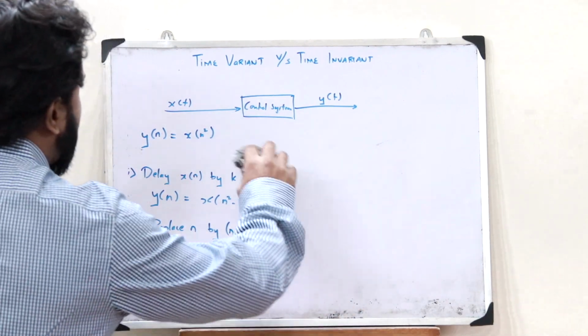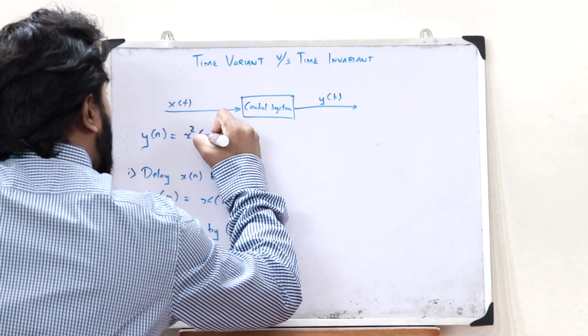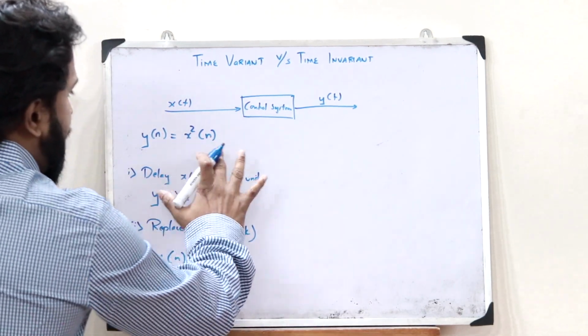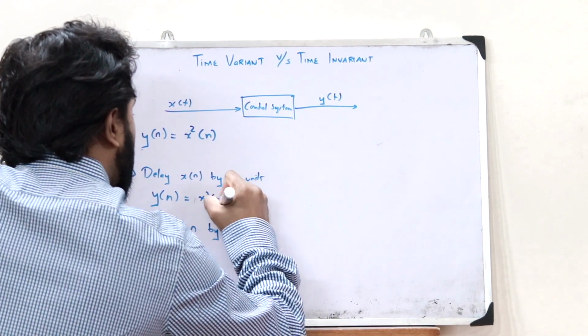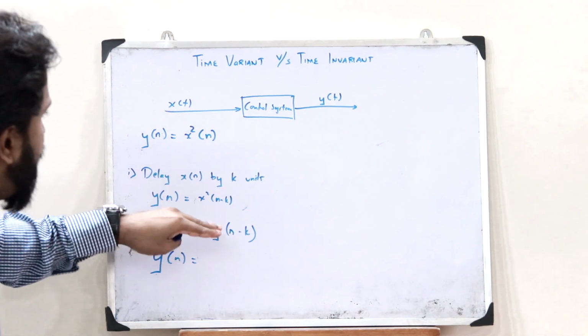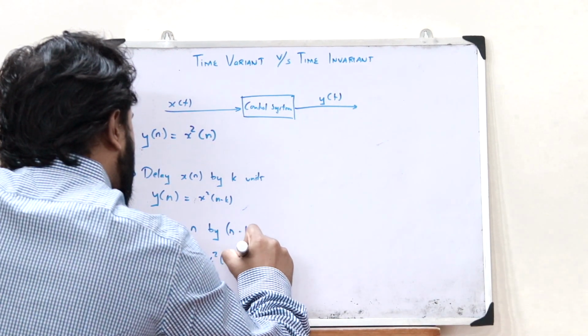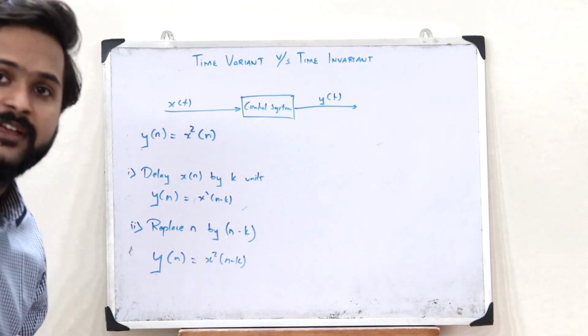Now let us see the case when this was rather x squared of n. In that case, what we observe is that when we delay by k units, we would get x squared of n minus k. And similarly, when we replace n by n minus k, we would get x squared of n minus k. So here equation 1 is equal to equation 2, therefore it is a time invariant system.